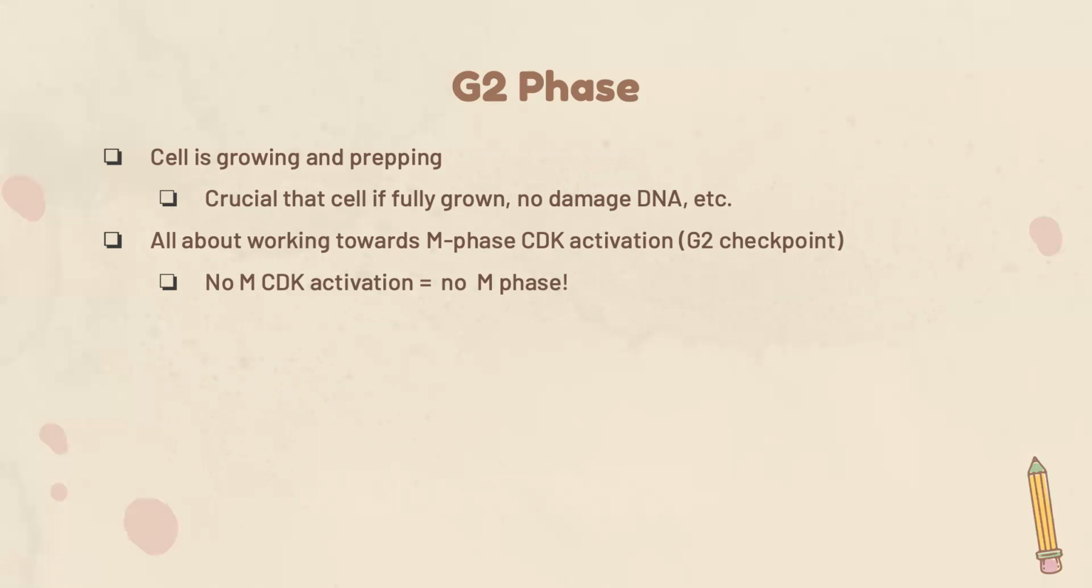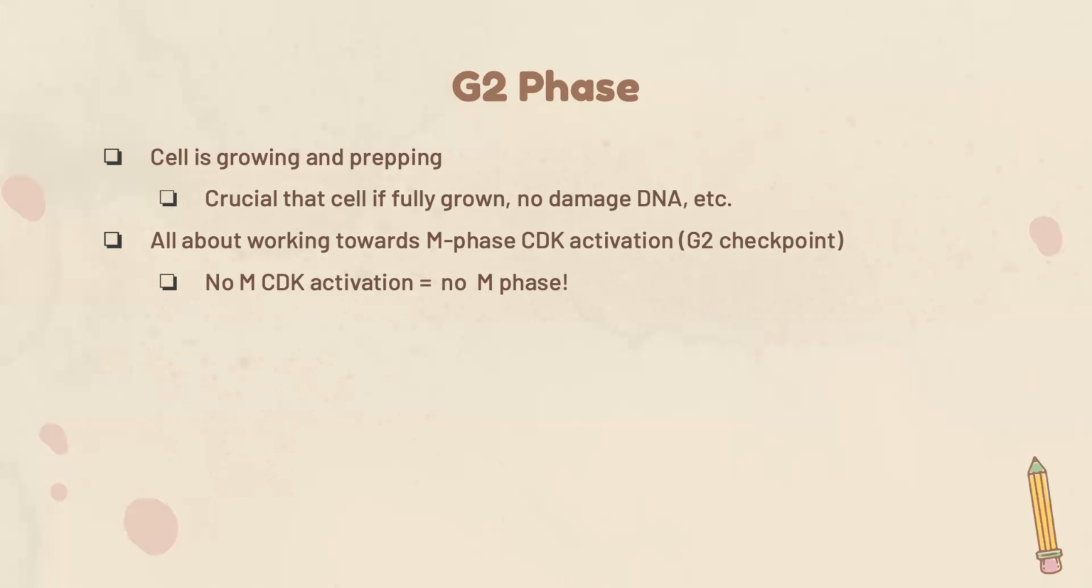So speaking of G2 phase, this is where the cell is again growing and prepping, similar to G1, but it has to continue growing. This is especially crucial because it's right before M phase. If your cell is not big enough, if it's too small, or if you have damaged DNA, there's not really anything to fix that once it goes into M phase. And that obviously could lead to illnesses and cancer.